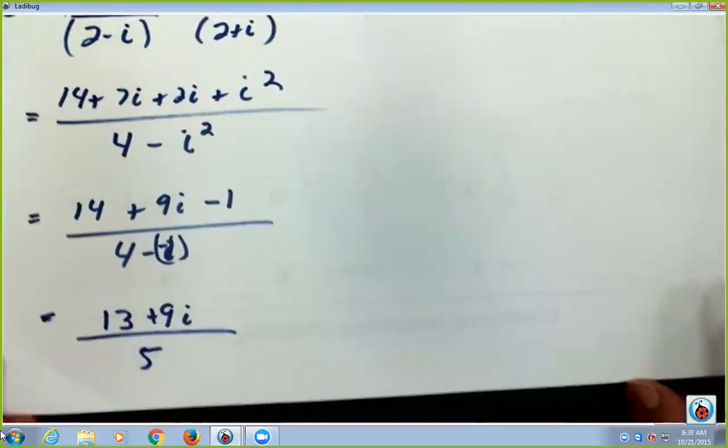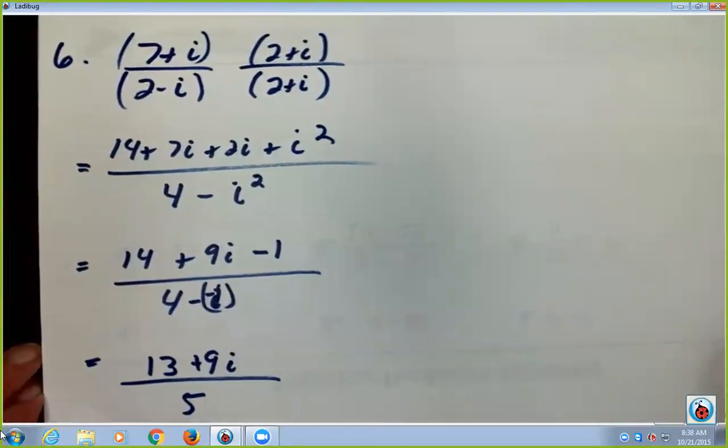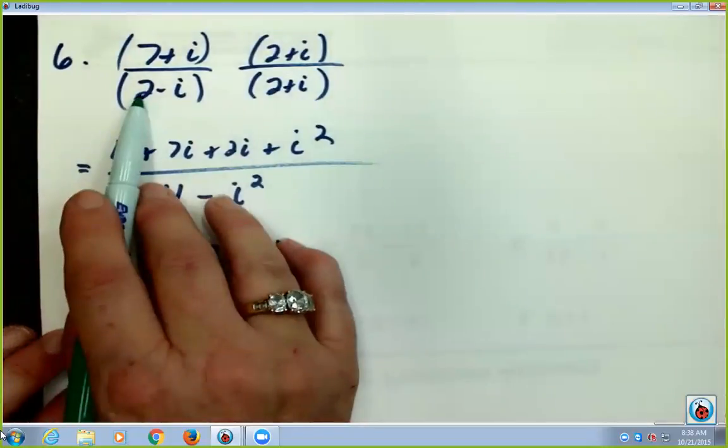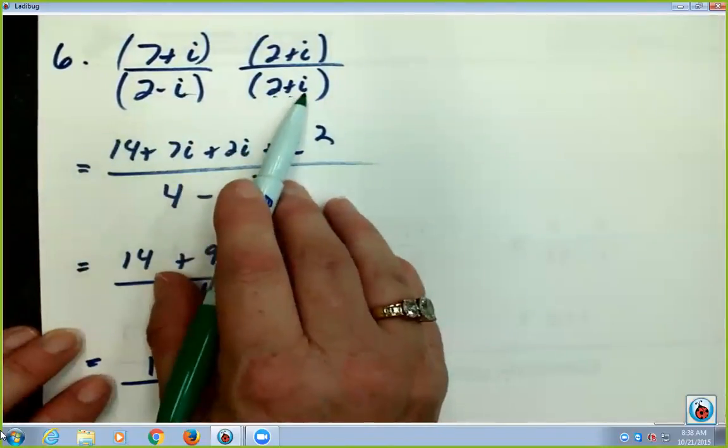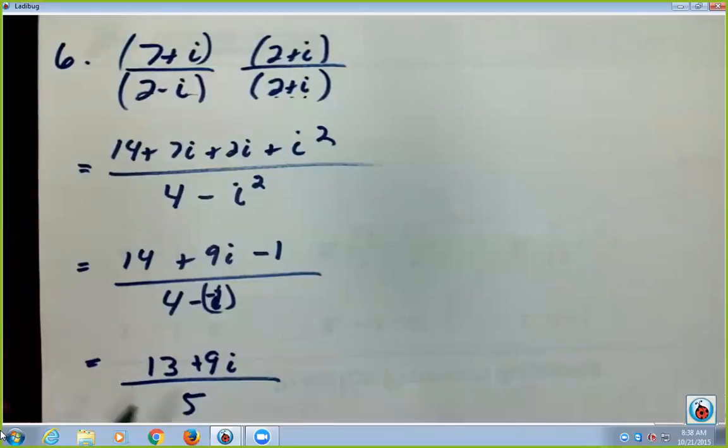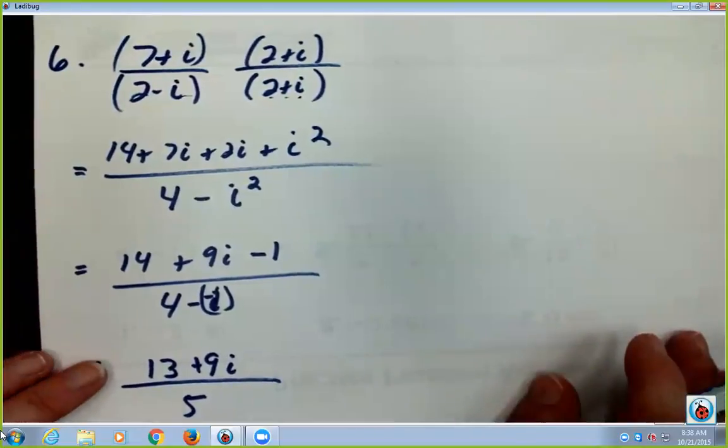And finally, the last one, number 6. In number 6, same thing, conjugate. 2 minus i becomes 2 plus i. Multiply top and bottom, combine stuff together, and end up with your final results down here. Just 13 plus 9i to the 5th. Okay, questions with these things.